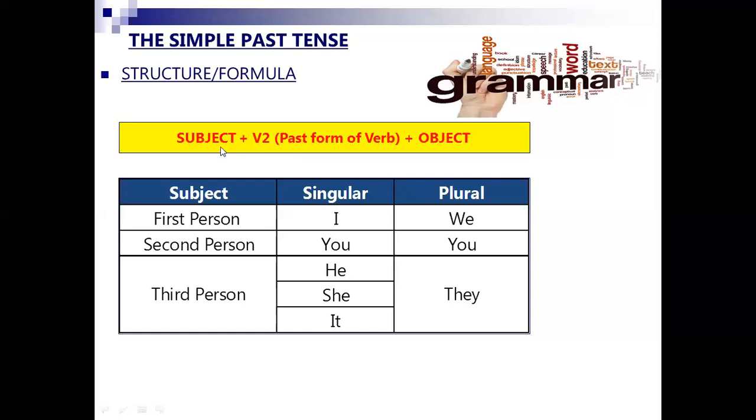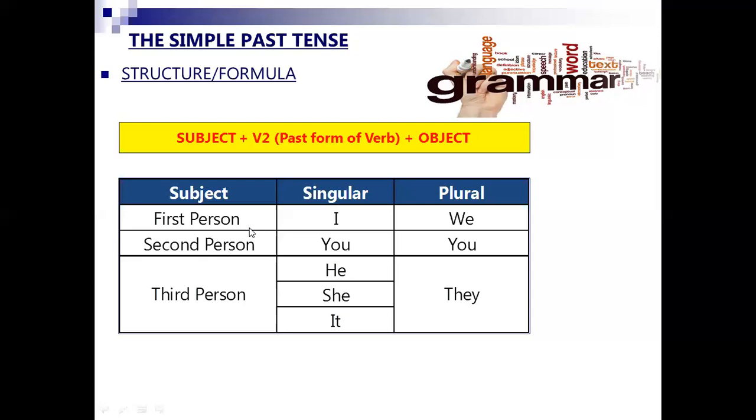What is subject? Which subject can we use? See, there are three types of subject, and these subjects are divided into two parts. The first one is singular and the second one is plural. Now, the first type of subject is the first person subject. Now, what is first person subject?